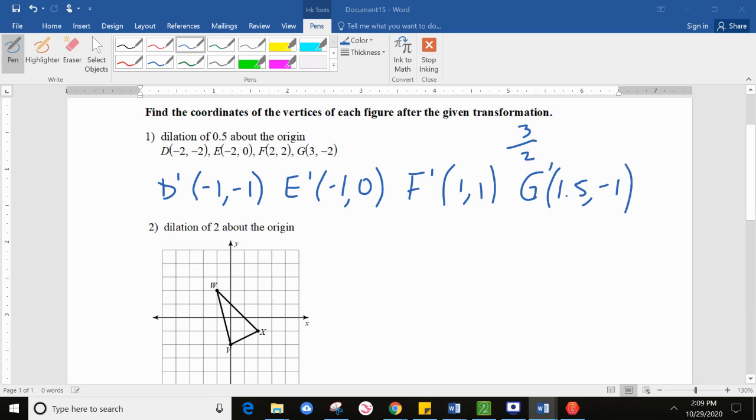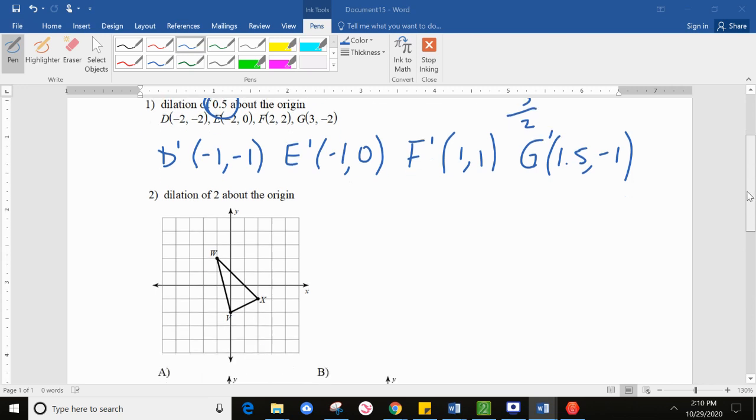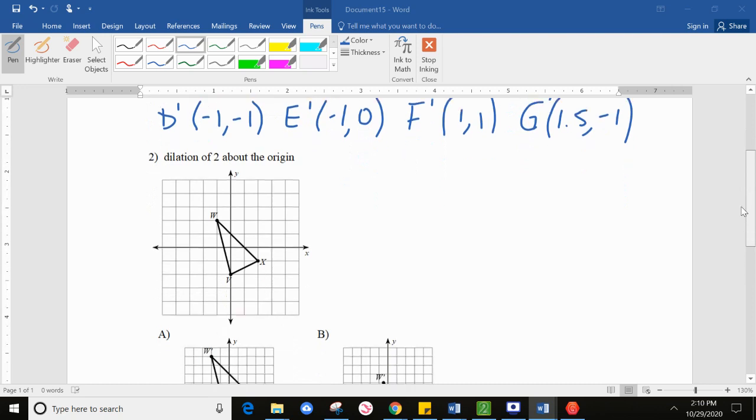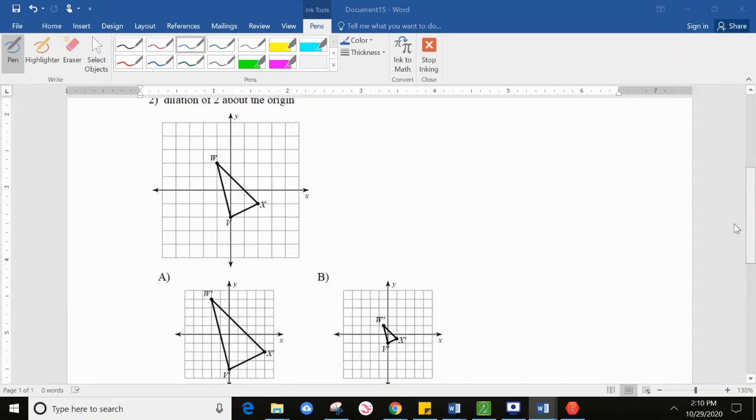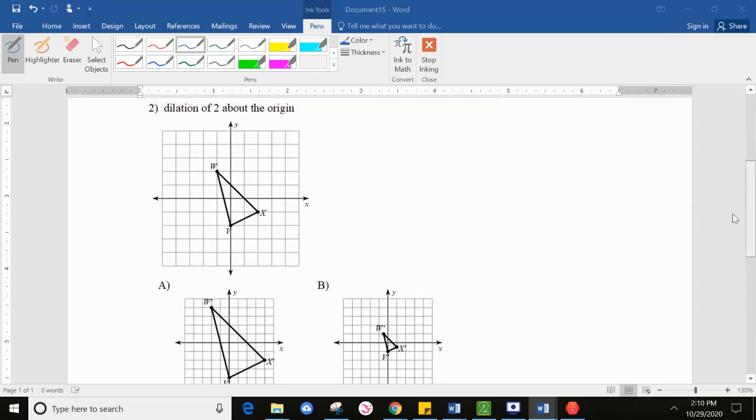So what you could do is go ahead and plot all 4 of those. And that shape, how big should it be in relation to the one that you would have originally plotted? It will be half of the size because this is a dilation of 0.5. And this next one, you're told what the dilation is, you're given the graph, and we're going to choose which one is the best representation of what that would look like.